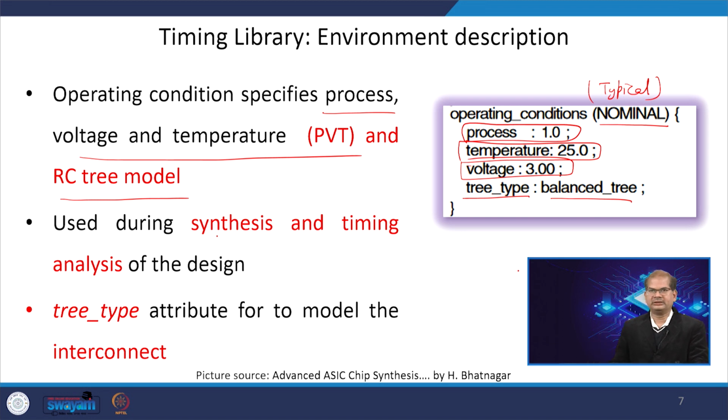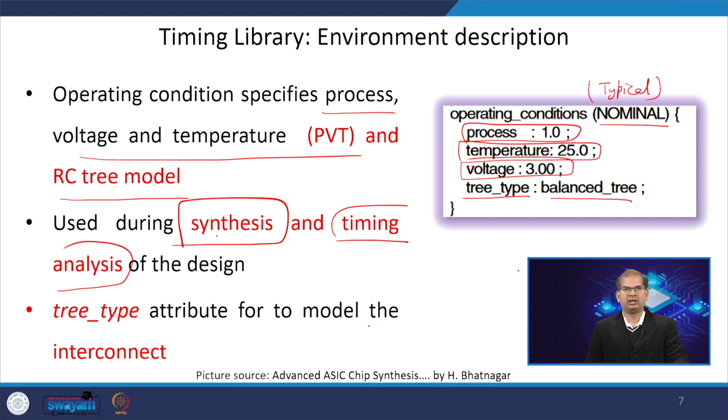So, now where will we use these things? You will use these basically in logic synthesis, physical synthesis and timing analysis. So, these operating conditions are used in the synthesis phase and during the timing analysis phase. Okay, because I want to simulate our design at worst case conditions. So, I need to use those dot lib files in logic synthesis, physical synthesis and timing analysis tools. Then the tree type is basically an attribute to model the interconnect or the wires.